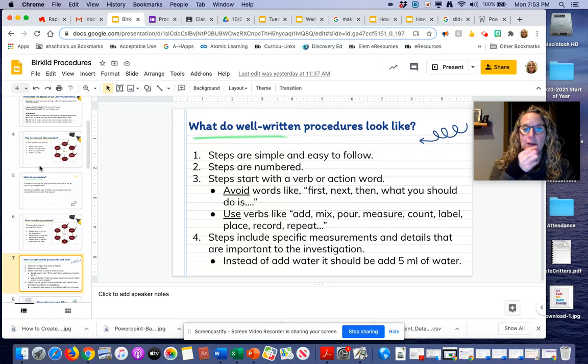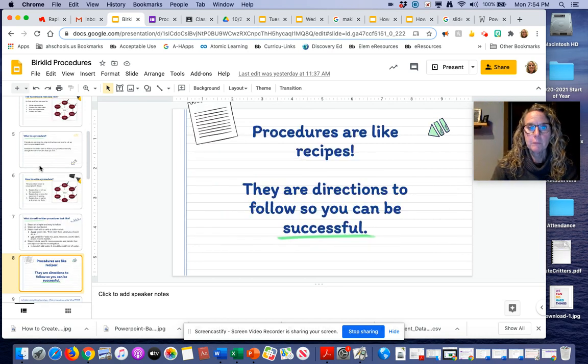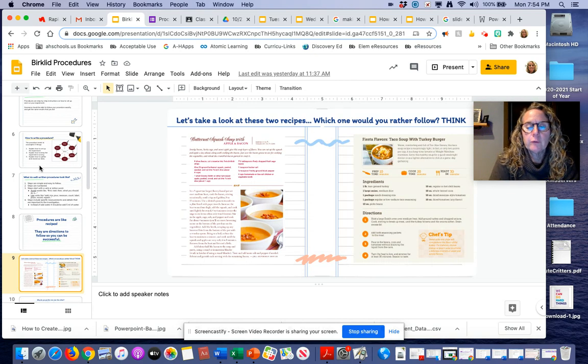And then the 4th one is, our steps should include specific measurements and details that are important to the investigation. So instead of just saying add water, you should say add 5 milliliters of water, and then explain maybe even where to put the water. So procedures are like recipes. They are directions to follow so you can be successful. So if we look at these 2 recipes, which one would you rather follow?